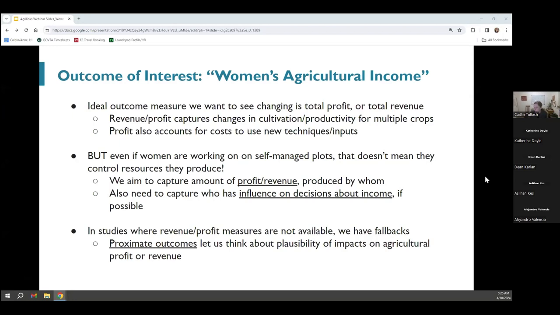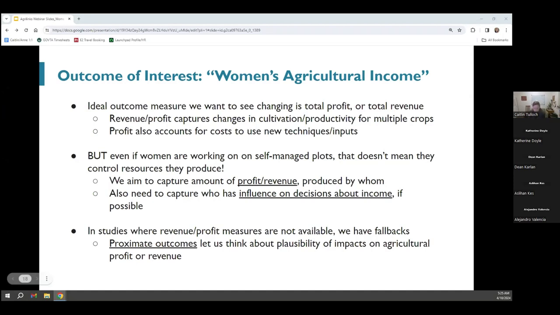Another important lesson is that we really want to make sure we're not only capturing growth in revenue, for instance, but also taking into account the costs that women face in adopting new technologies. And so wherever possible, we would like to focus not only on revenue, but really on profits to account for the costs of using any new techniques or inputs.